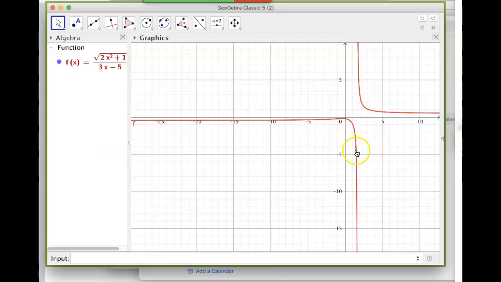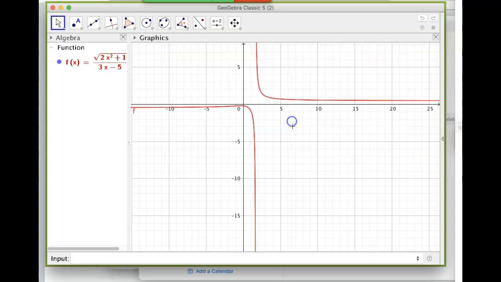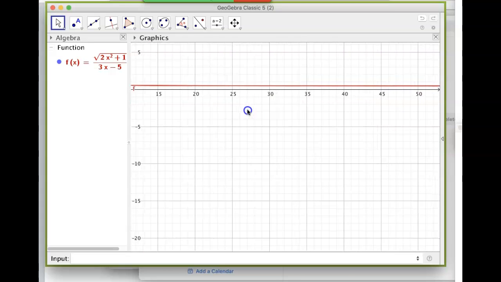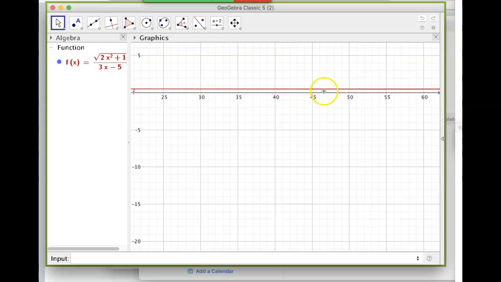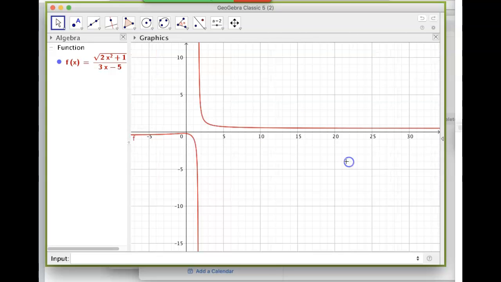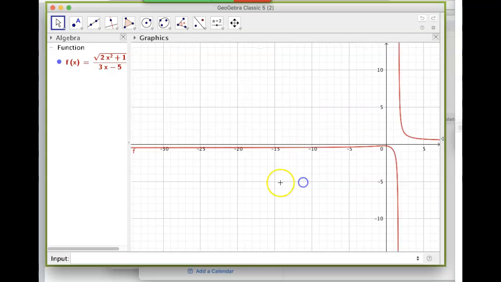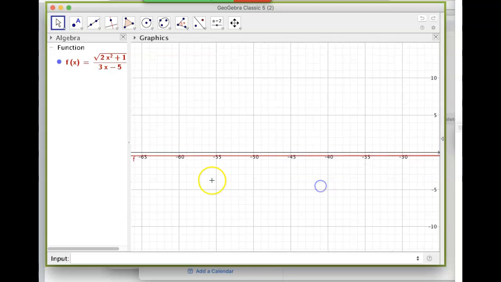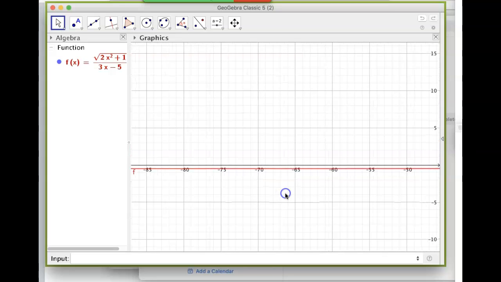So we have that vertical asymptote at 5/3, at x equals 5/3. And our limit as x approaches infinity to the right, you can see it's approaching something that's kind of small, towards 0, but it just stays positive. So that's the positive root 2 over 3. But on the opposite side, it stays negative. So that's the y equals negative root 2 over 3.